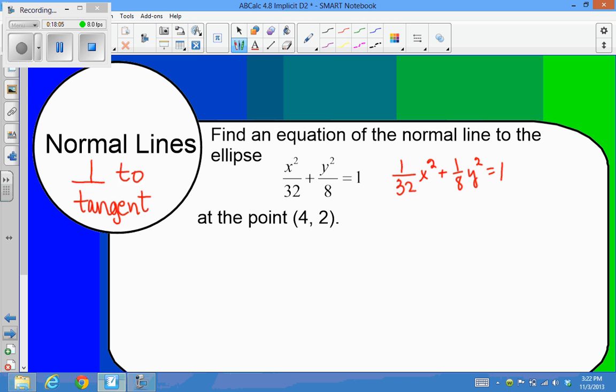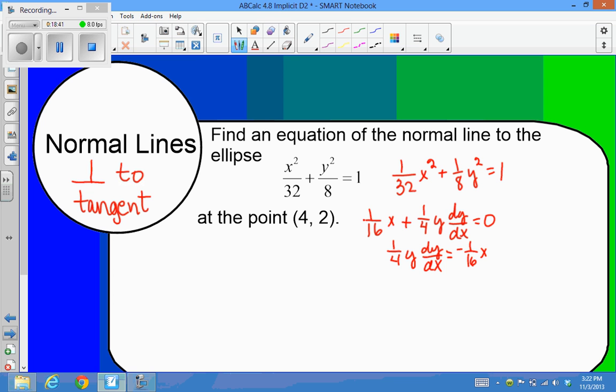Then this becomes 1/16 x, because when the 2 comes down, it cancels with the 32, plus 1/4 y dy/dx equals 0. Subtract the x over, since it does not have a dy/dx attached to it, so you've got 1/4 y dy/dx equals negative 1/16 x.